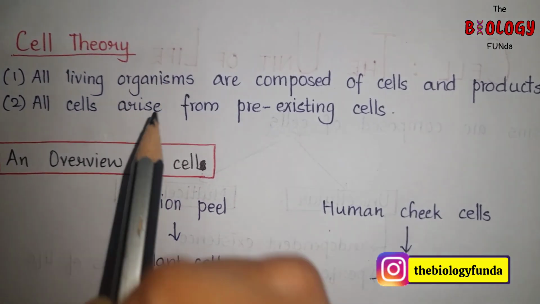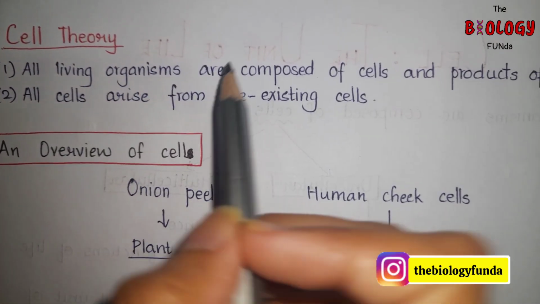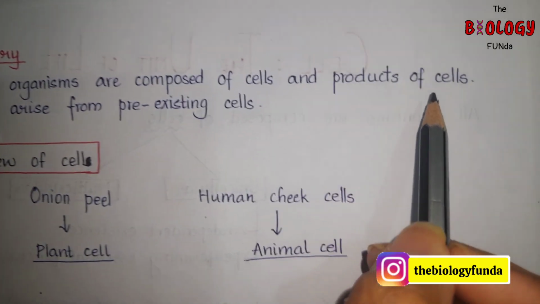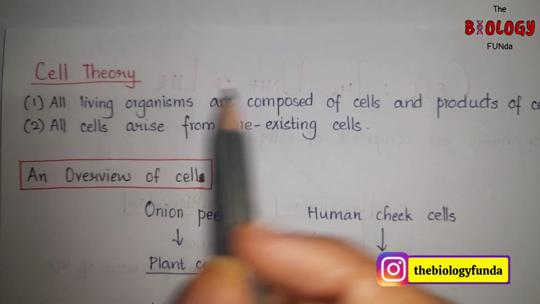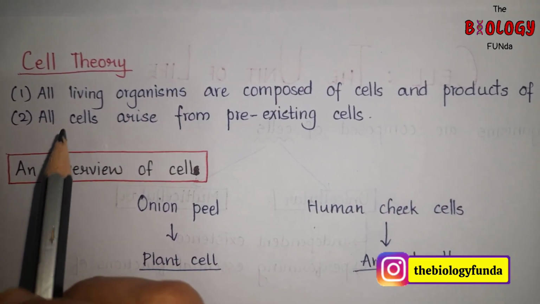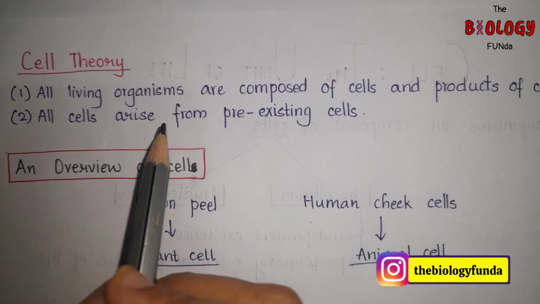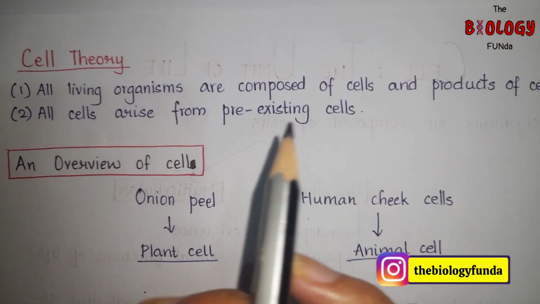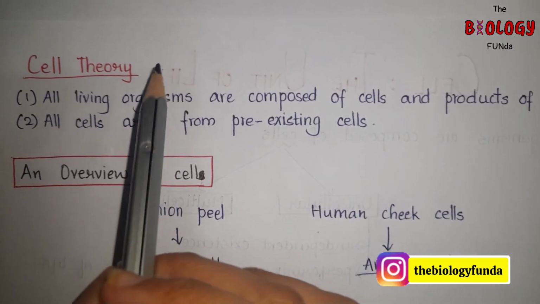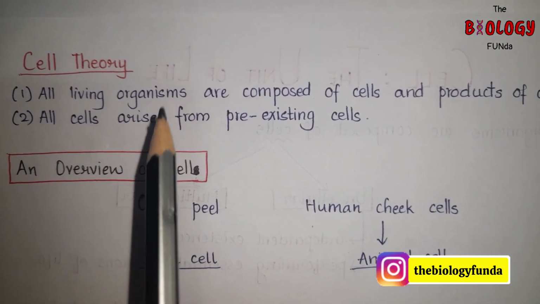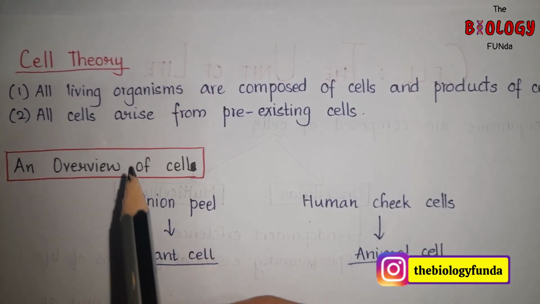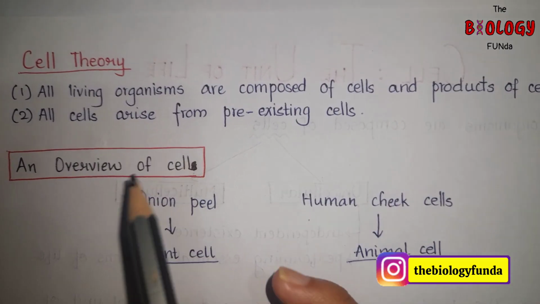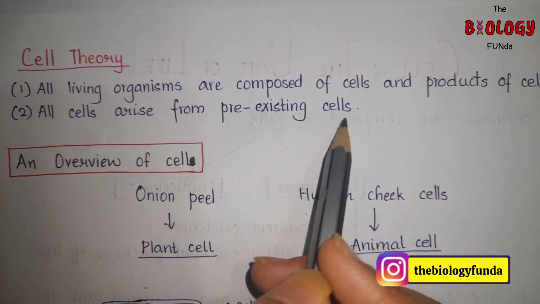So there are two postulates. All living organisms are composed of cells and products of cells. And the second postulate, which was given by Rudolf Virchow, was all cells arise from pre-existing cells. So we have three scientists who contributed to cell theory. First were Schleiden and Schwann. These are the first two. And last we have Virchow, who gave this statement.